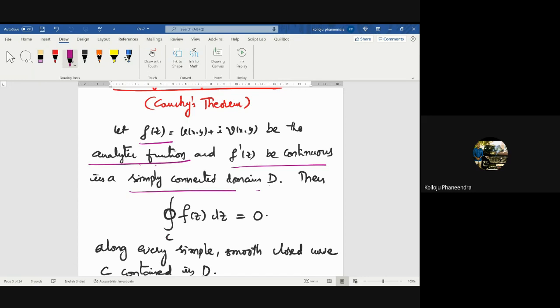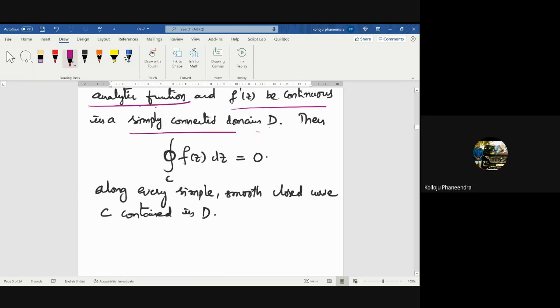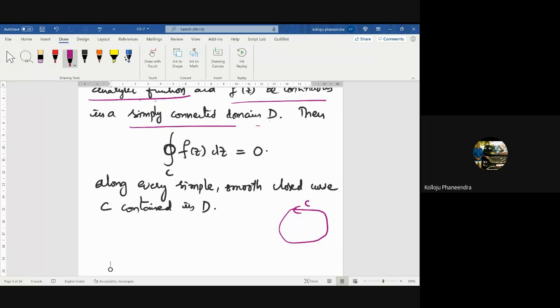Integral over C of f of z dz, what is its value? What is C? This is a simple closed curve C. And the domain D is bounded by what? Where is this curve C? Along the simple closed curve C contained in a domain D.